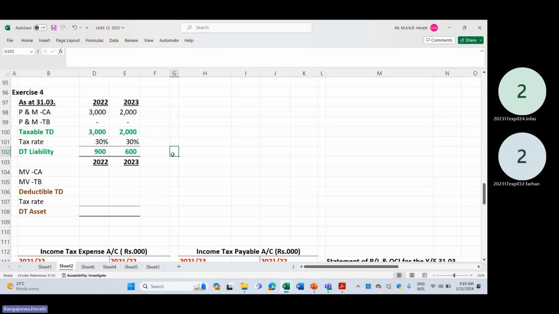This is the first calculation, right? Carrying amount and tax base are given. You compare the difference. Carrying amount of asset greater than tax base means the difference is a taxable temporary difference. If the asset value in the accounting records is greater than the value for tax, the carrying amount is greater than the tax base, and the difference is taxable.